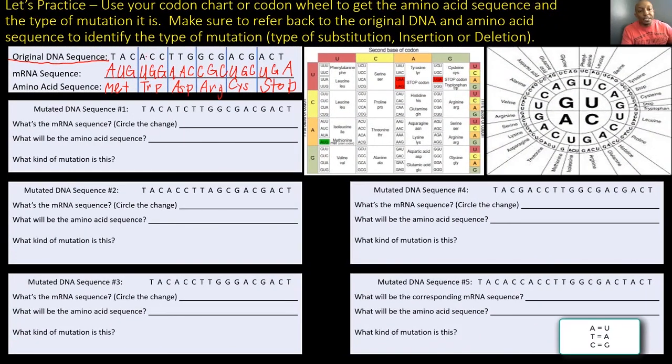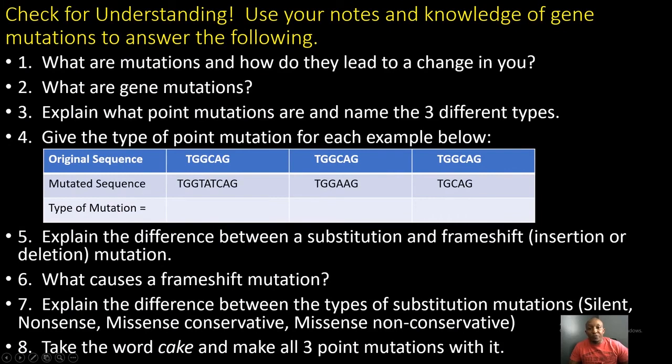So here's the original DNA sequence. Ladies and gentlemen, go ahead and take about 3 minutes to complete the following mutated DNA sequences. And make sure to use your codon chart and codon wheel, and also determine what type of mutation it is. So go ahead and pause the video now. Now it's time for your check for understanding. And you're going to use your notes and knowledge of gene mutations to answer the following.